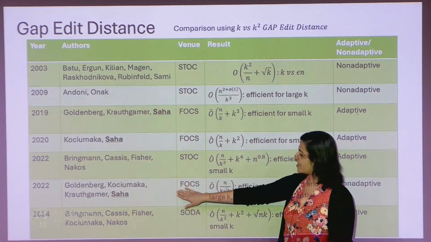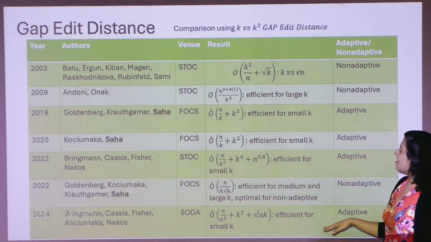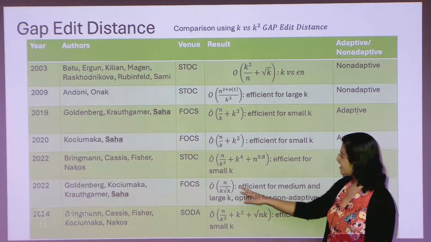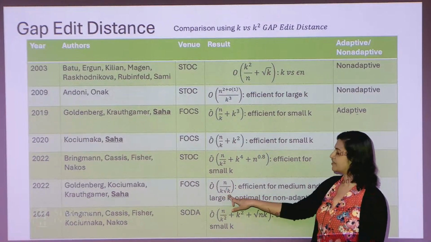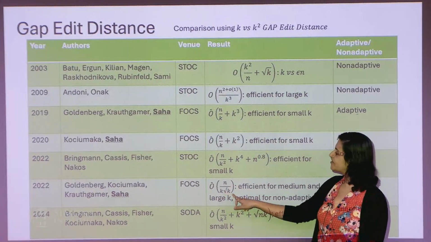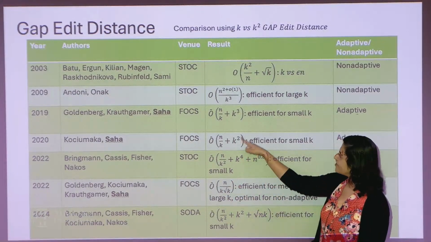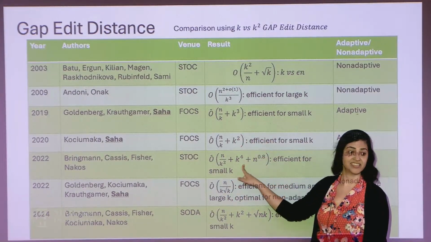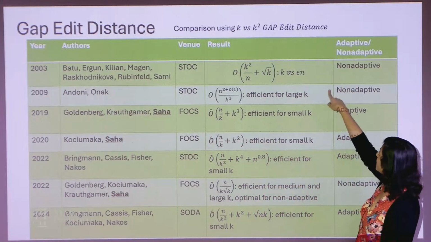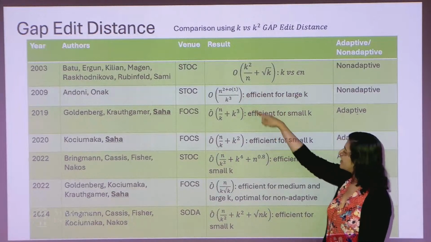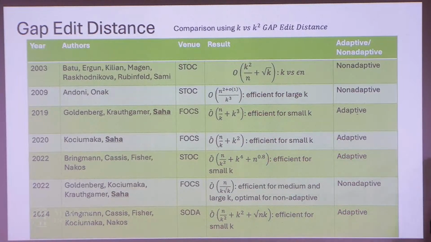In the same year, we had another result where we resolved the non-adaptive complexity for edit distance. So for non-adaptive algorithms, we could get n over k times square root of k. And as you could see here, there is no polynomial dependency on k over here. So all the adaptive algorithms had polynomial dependency on k. Previously, the non-adaptive algorithms had some dependency, but they didn't have any polynomial dependency on k.